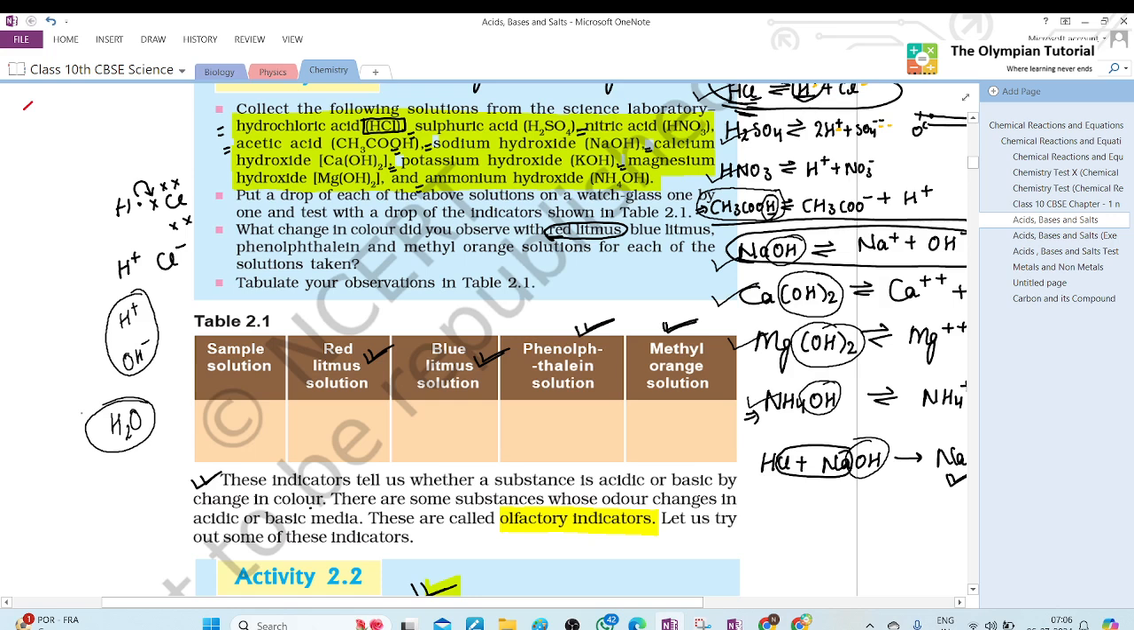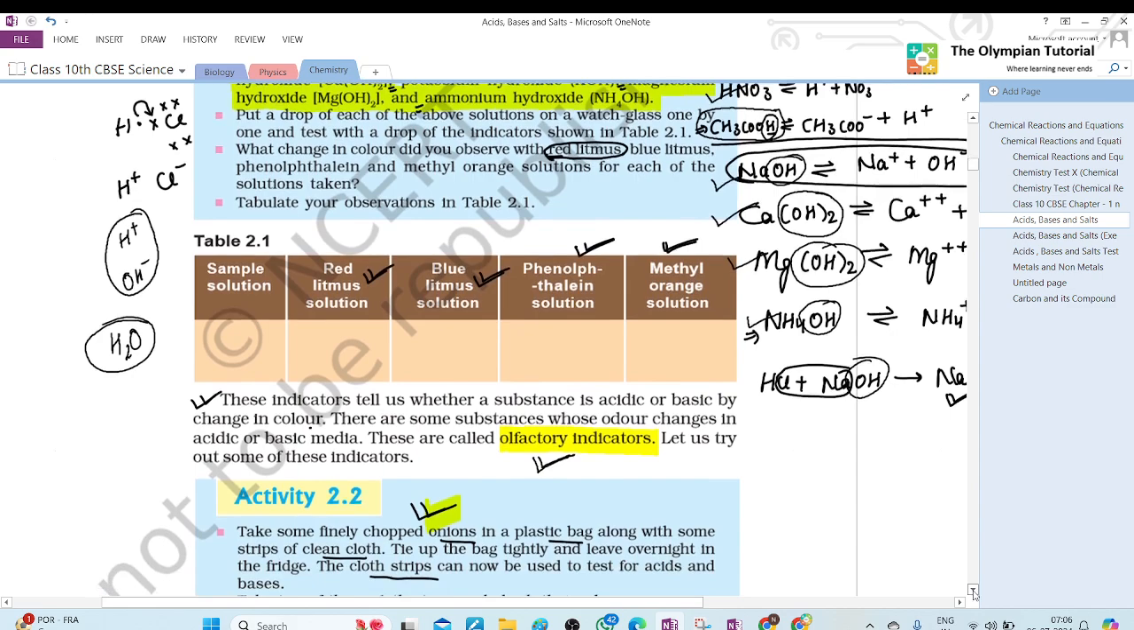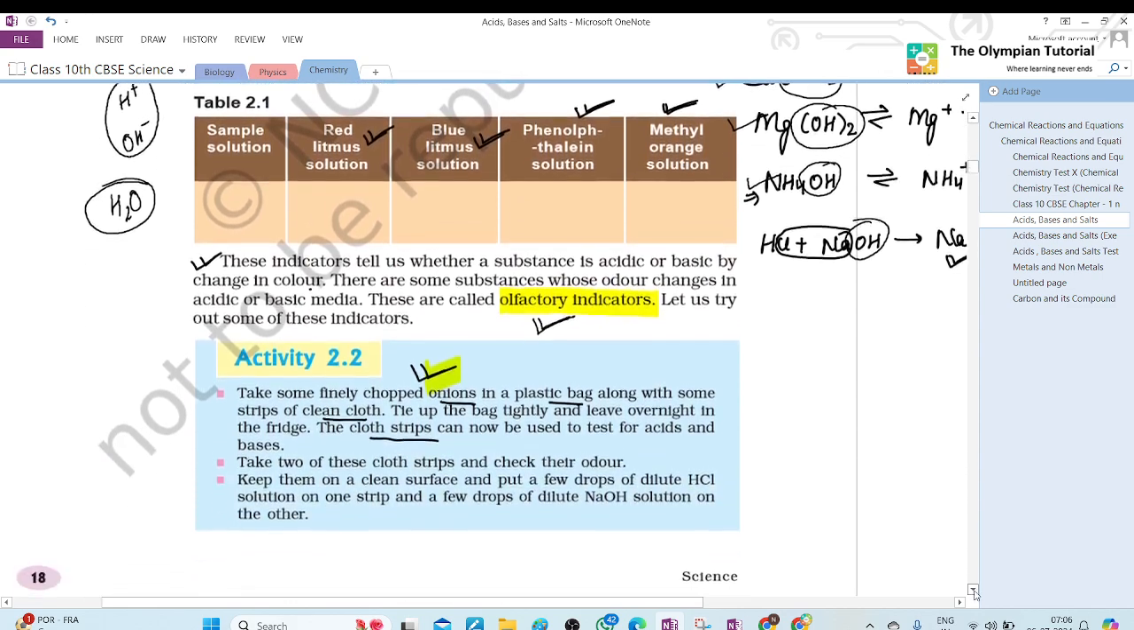Indicators, as I already told you, decide whether the given substance is an acid or a base. Indicators like methyl orange, phenolphthalein, turmeric, litmus, the most famous indicator we discussed. There is also an indicator called the olfactory indicator. Aikta, can you tell me the meaning of olfactory?